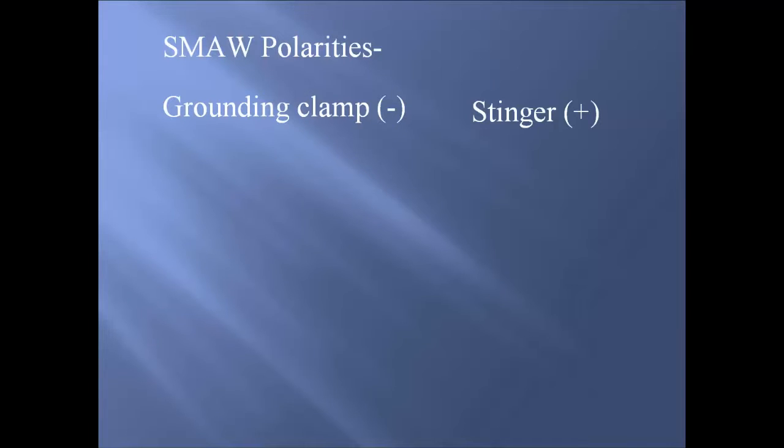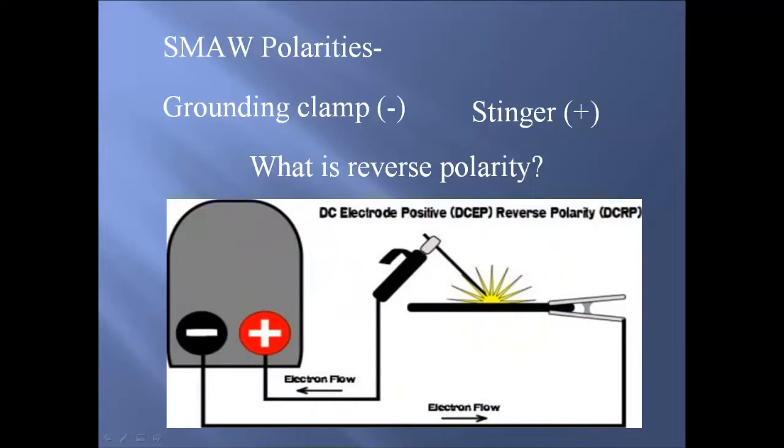We move into SMAW current polarities, and I have a question for you. If the ground clamp is negative and the stinger is positive, what is reverse polarity? It's when the current flows out the negative side of the power source to the grounding clamp, then returns back to the positive side of the power source through the stinger when the arc is created.